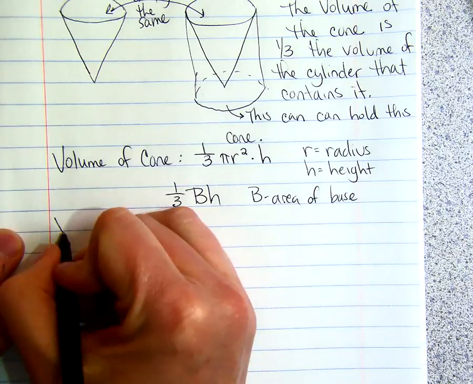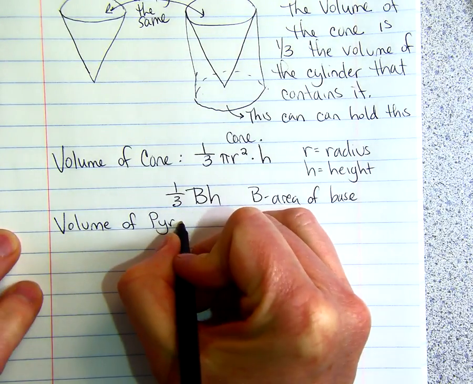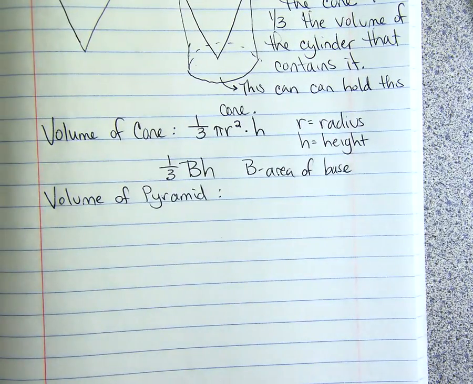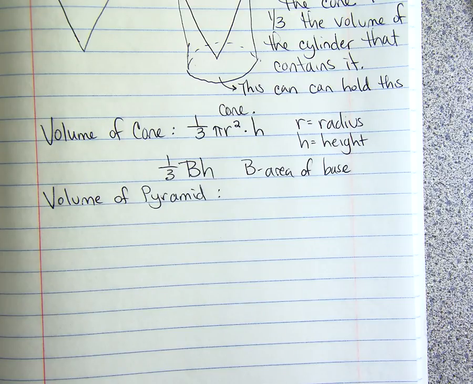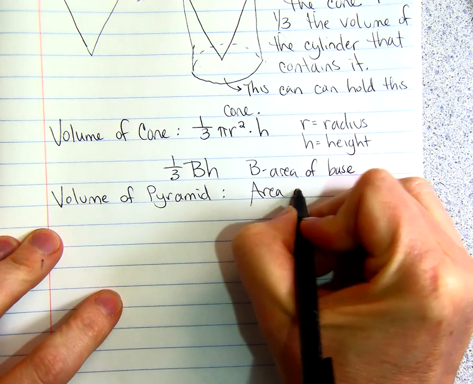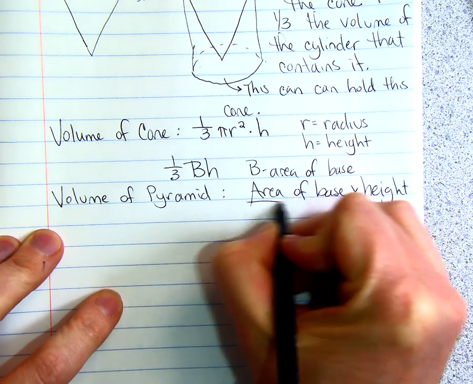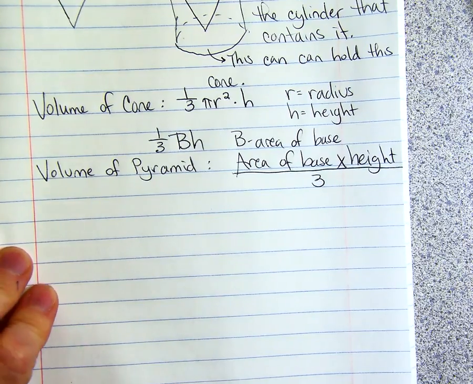Now if we had volume of a pyramid, it's just like a cone. So a pyramid, you could have a prism that would have the same exact base, and it would hold that pyramid. It's the same. It's 1/3 area of the base times the height. So we'd have area of the base times the height, and that is divided by 3. And that would give you the volume of a pyramid.